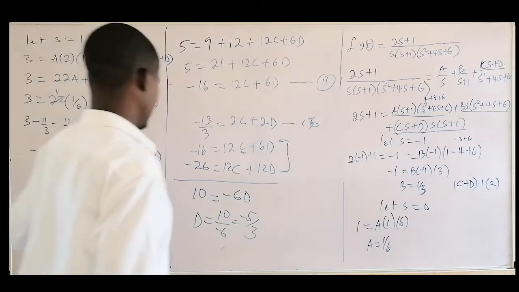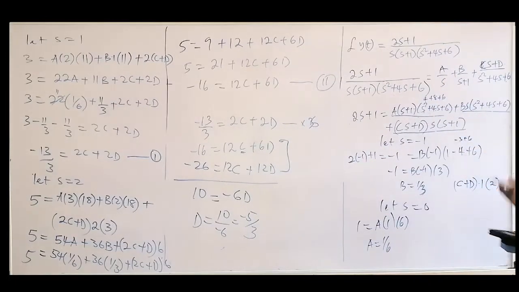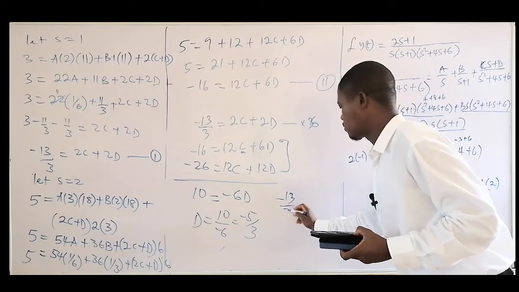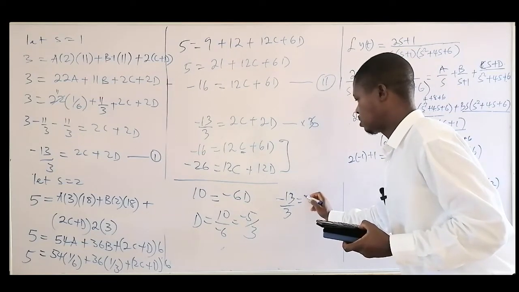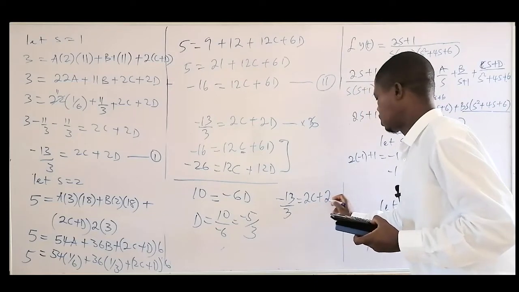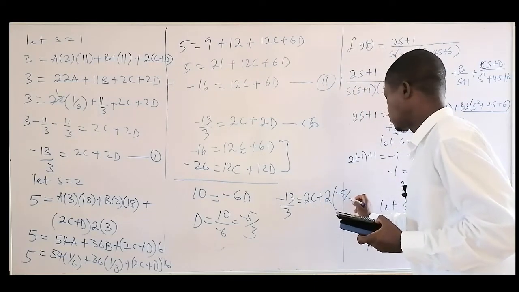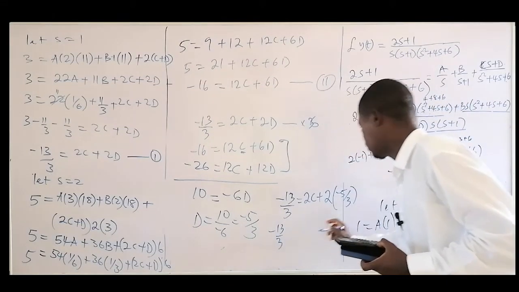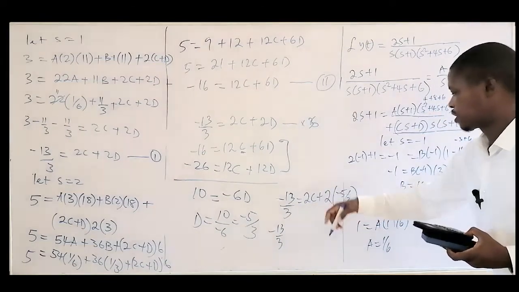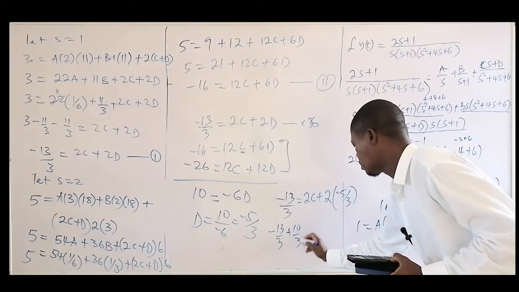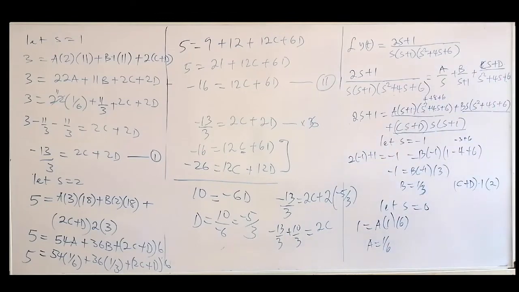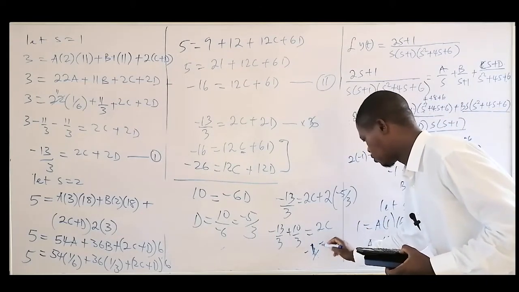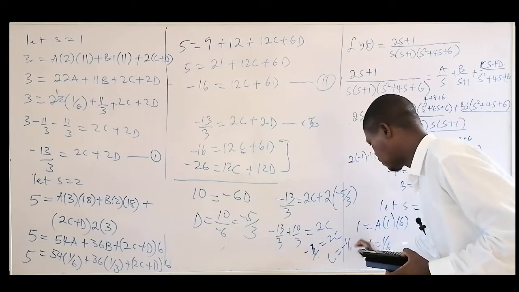So with that, we can get the other variable using any of the equations, either 1 or 2 or 3. If you're using 1, then you have minus 13 over 3 equal to 2c plus 2d. And d is minus 5 over 3. That minus 13 over 3, this is minus 10 over 3. Move it to the other side. That's plus 10 over 3 equal to 2c. So that will be equal to minus 1. That's minus 1 equal to 2c. c is equal to minus half.